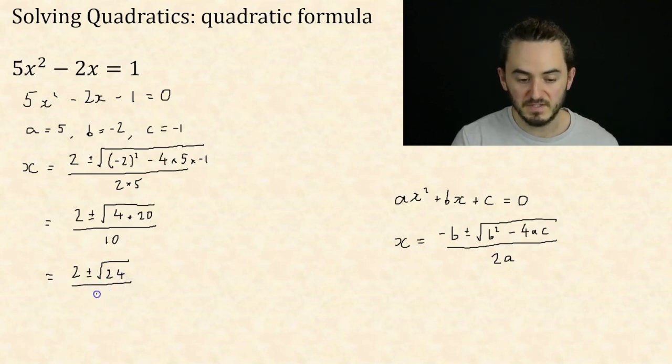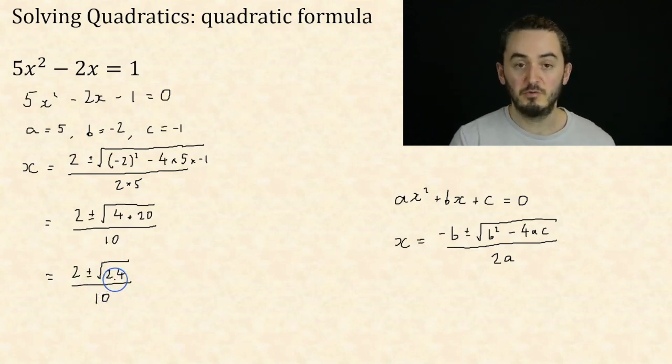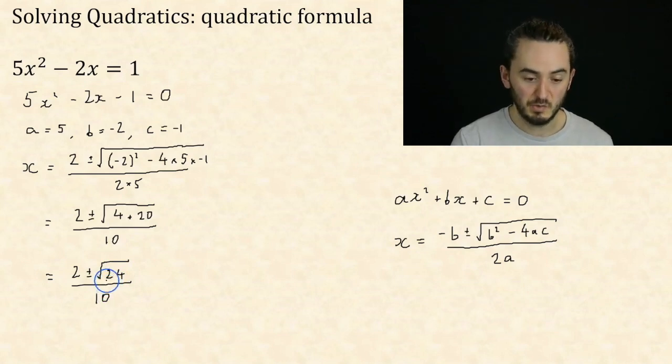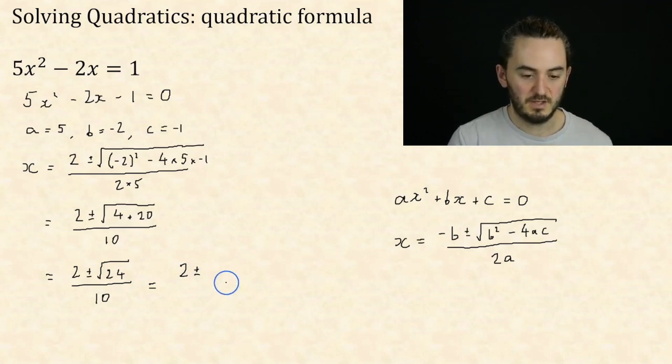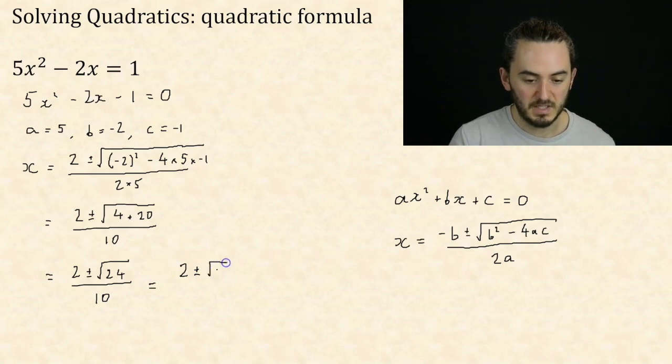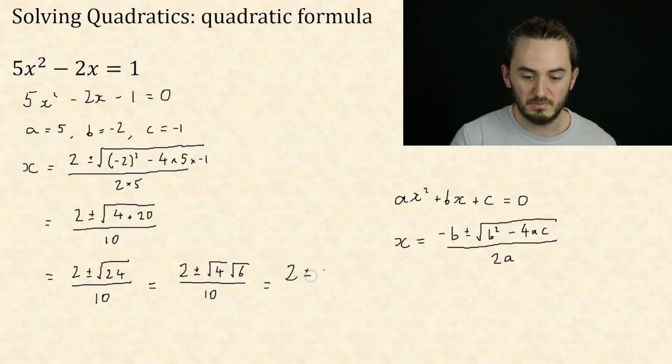But actually there's some further simplifying we can do, and the reason is that root 24 can be simplified. It's always good to get your surds in their simplest form. The reason why it can be simplified is that 24 has a square number lurking in it. 24 is 4 times 6, and since 4 is a square number, it can be nice to write it as root 4 root 6. And the reason for that, of course, is that root 4 is 2. So that gives us 2 plus or minus 2 root 6.